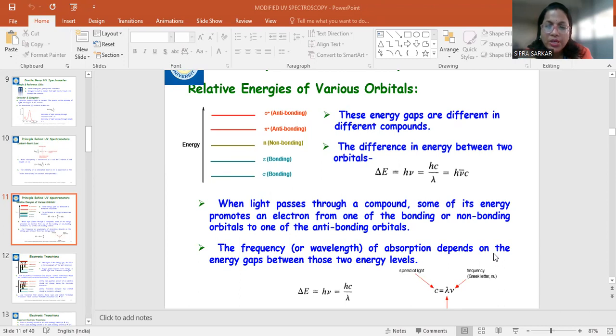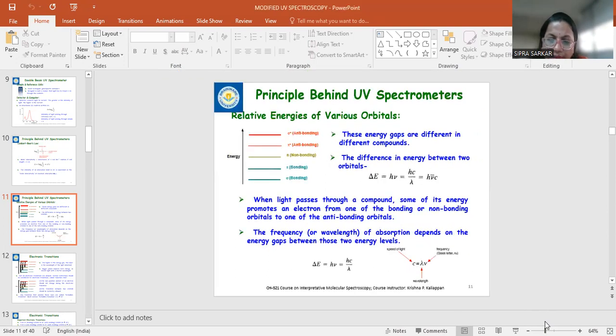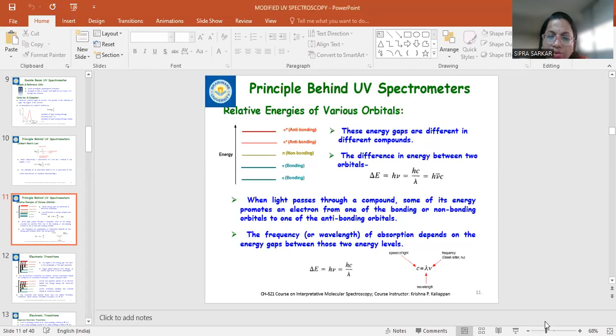So the speed of light is known as c, and frequency is the Greek letter nu. Lambda max is also the wavelength. That you know from the higher secondary level: the wavelength or frequency of any particular light can be calculated through this formula.